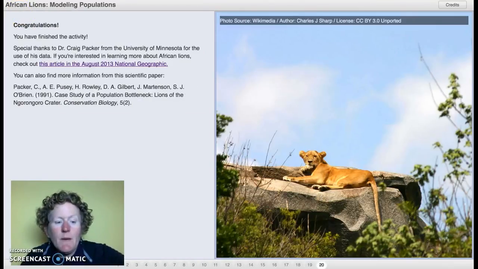Now that you've done some thinking about population models, we're done, except there's one more thing you need to think about. Fortunately, we live in Minnesota, and we have Dr. Craig Packer from the University of Minnesota who did this research on lions right here. I believe he works on the St. Paul campus of the University of Minnesota, which happens to be pretty close to my house. If you're interested in learning more about Dr. Packer's research, you can check out the article from National Geographic. There's also a scientific paper you can look at.